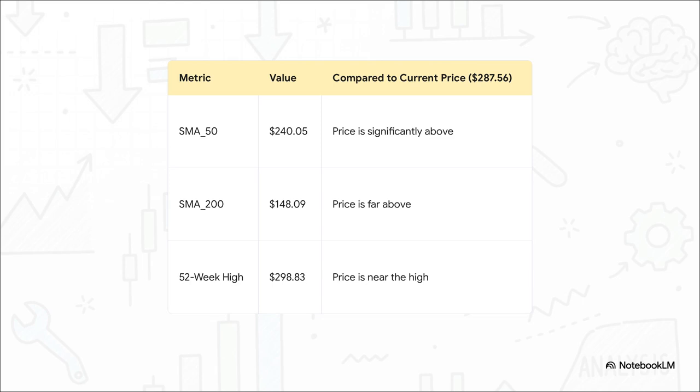Okay, now let's look at the actual evidence. The current price is about $287, and it is absolutely soaring above both the 50-day average of $240 and, even more importantly, the 200-day average way down at $148. This is textbook. It's a classic sign of a really powerful uptrend. This thing isn't just climbing, it's practically launching.